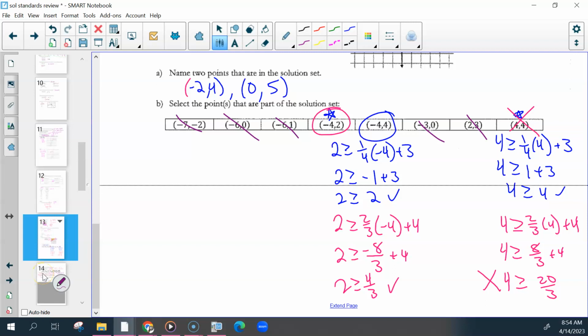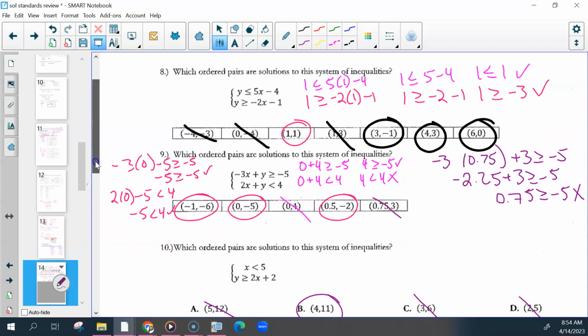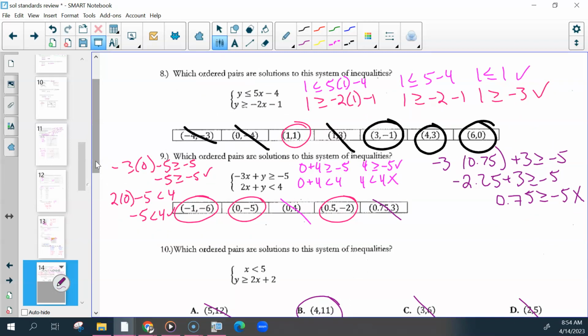For number 8, they were already solved, and you just have to find which of these ordered pairs are solutions. If you graph those in Desmos, it will show you, and you can start putting in these ordered pairs. These were the only ones that worked: (1, 1), (3, -1), (4, 3), (6, 0). Some of them fell on the lines, and even though they were both solid lines, I still double checked. I think this one was the only one that fell on the line.